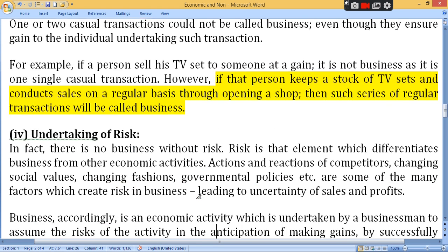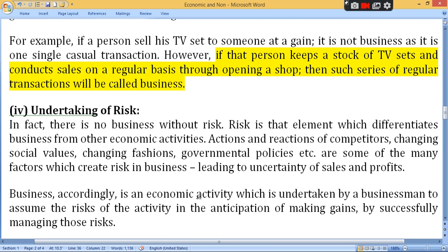Clear? Then undertaking of risk. What do you mean by risk? Listen, risk is a basic characteristic of business. Any business. Risk means uncertainty about future loss or gain. You are not sure. Clear? There is no business without risk. Risk is the element which differentiates business from other economic activity.